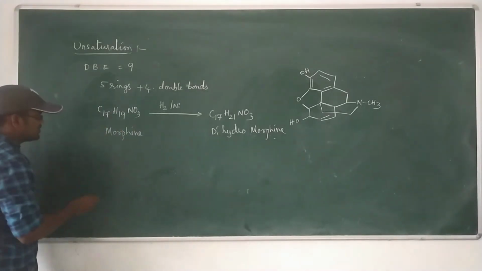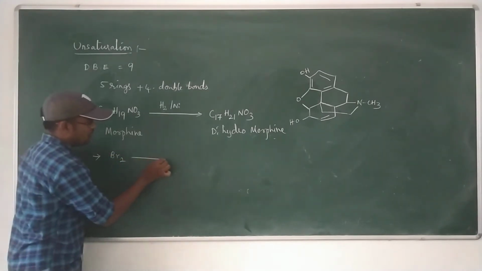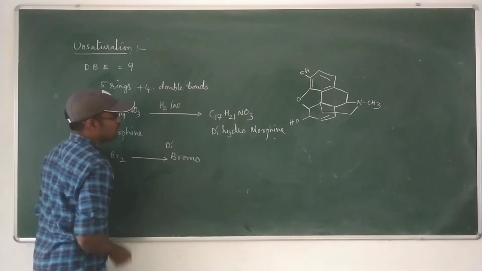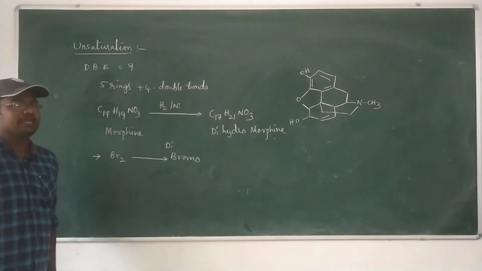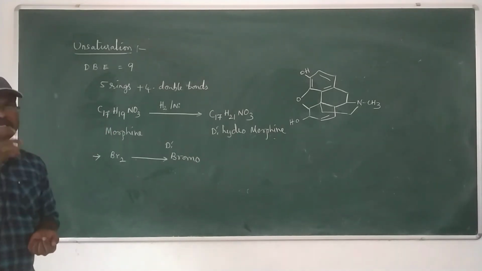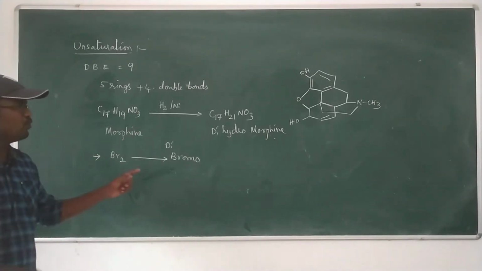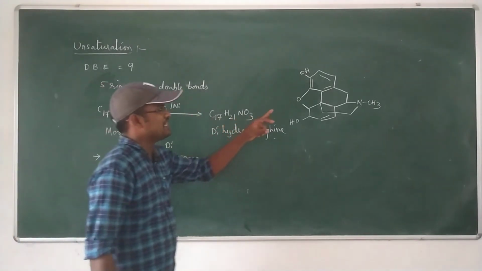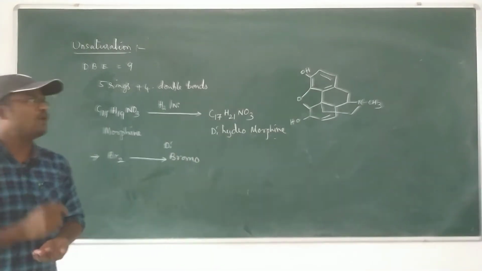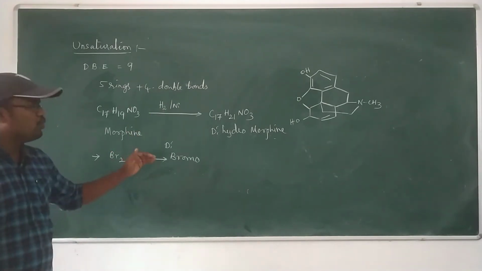And the next reaction suggested is the reaction with bromine, Br2, which gives rise to a bromo derivative, nothing but a dibromo derivative. So this is also clearly indicating that morphine has only one double bond. One double bond is capable of converting in either a reduction reaction or a reaction with bromine. The remaining three double bonds are present in the form of a benzene ring, nothing but in the form of phenol, that is not capable of undergoing reduction reaction or bromination reaction.